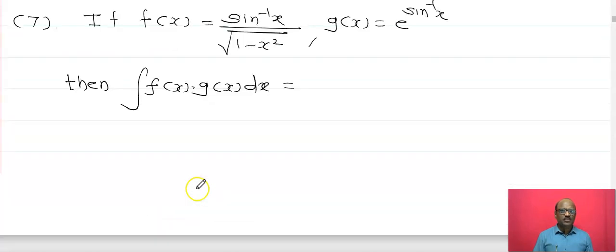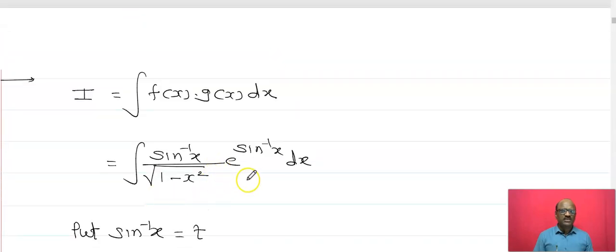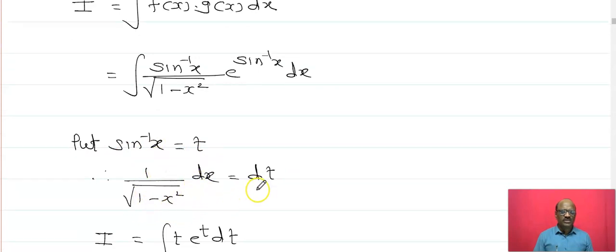But the f of x is sine inverse of x upon under root of 1 minus x square, and g of x is e raised to sine inverse of x dx. Now substitute sine inverse of x is equal to t. What about its derivative? 1 upon under root of 1 minus x square dx is equal to dt.